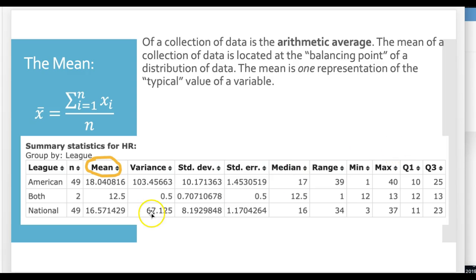And so in this example here, we were just comparing home run totals for hitters in the American League versus home run totals for hitters in the National League for baseball. So here the American League had 18 and the National League had 16 and a half. So on average, it's kind of telling you that the American League hitters are hitting a higher number of home runs on average.